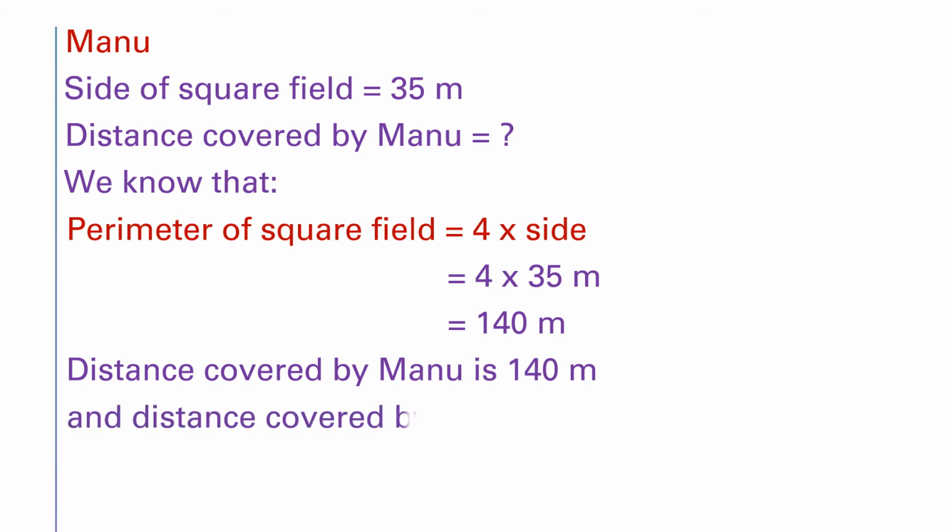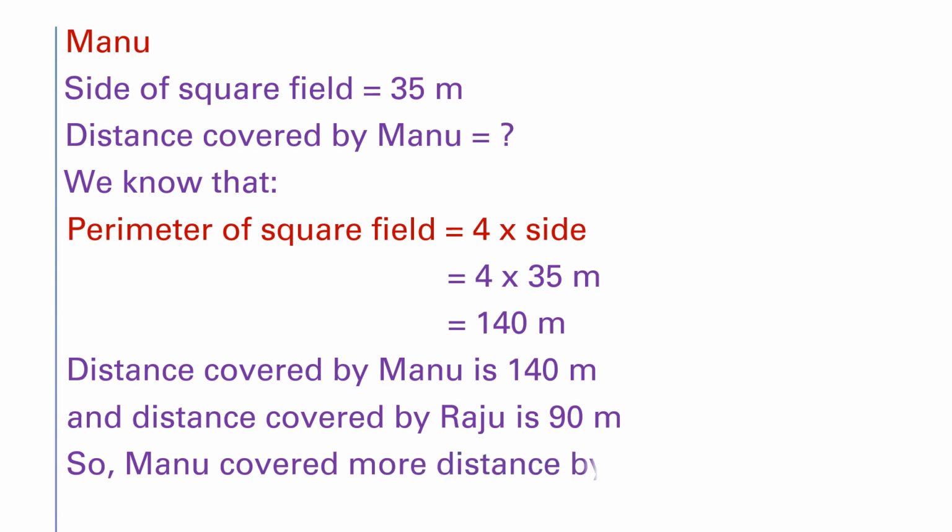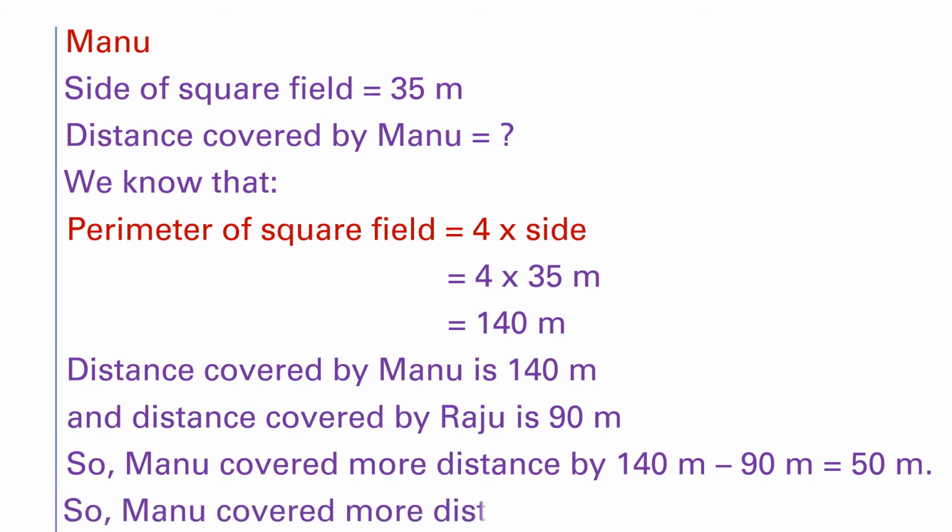And distance covered by Raju is 90 meter. Now tell me who covered more distance? Yes, Manu. So write down Manu covered more distance by 140 meter minus 90 meter. We get 50 meter. So Manu covered more distance by 50 meter.